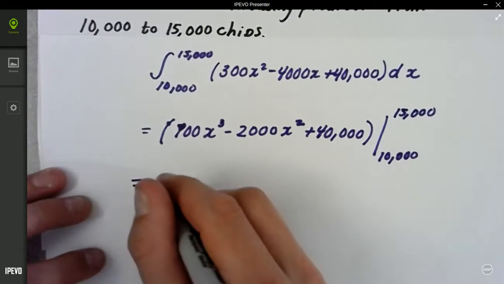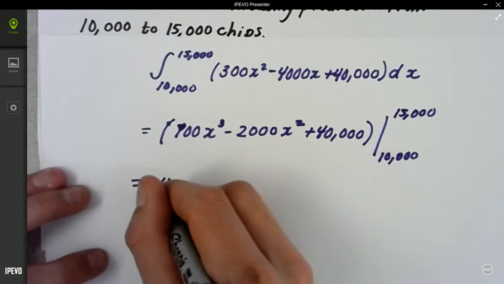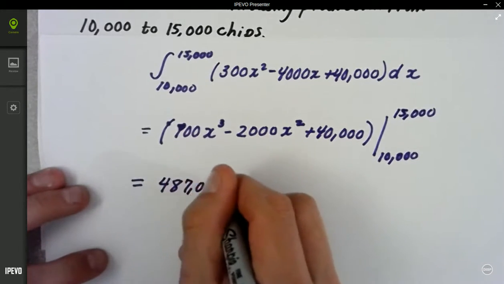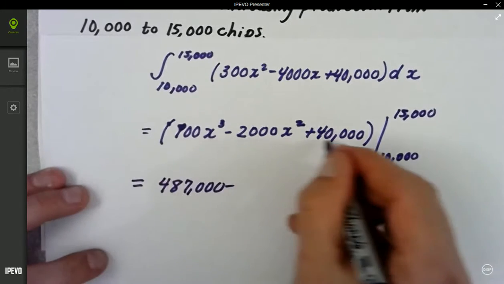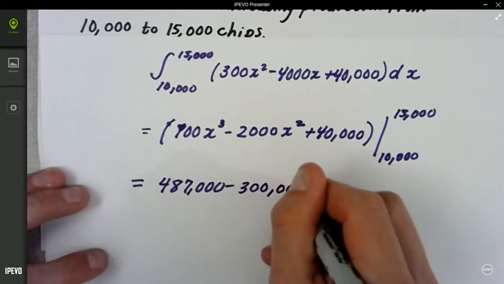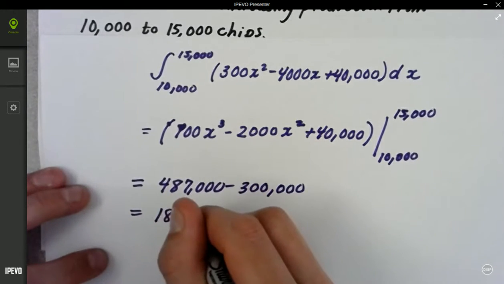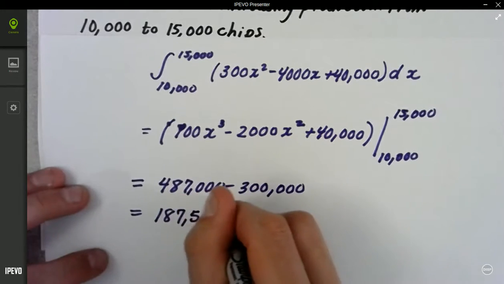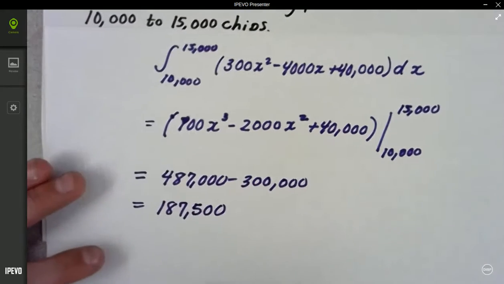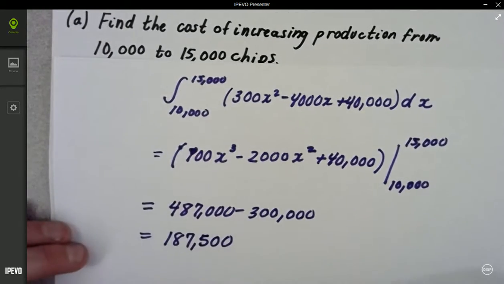If we plug in 15,000, we end up getting 487,500. We're going to subtract off what we get when we plug 10,000 into this, which is 300,000. That gives us a total of $187,500. So that's going to be the cost to increase production by 5,000 chips. That's the cost it's going to be.